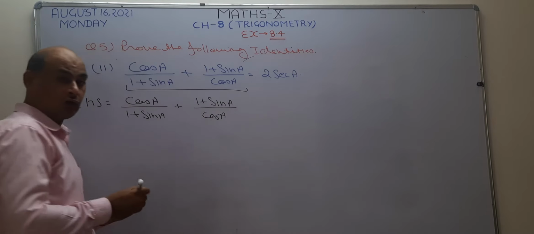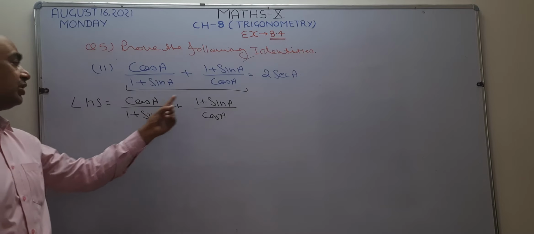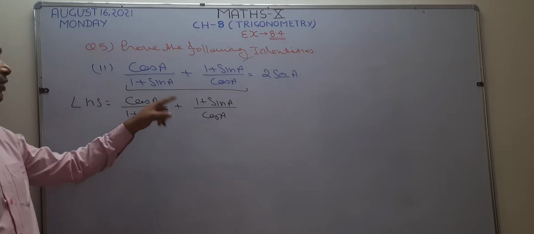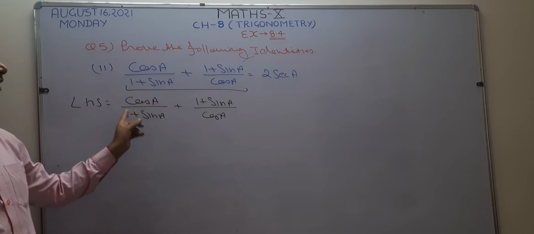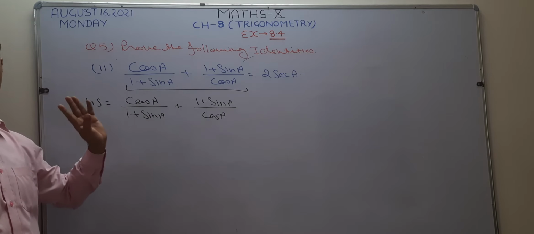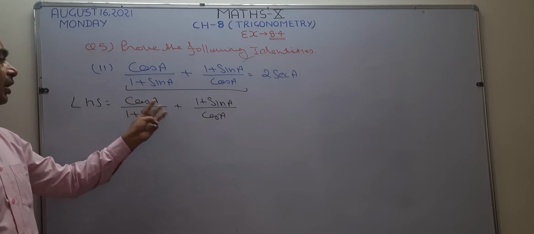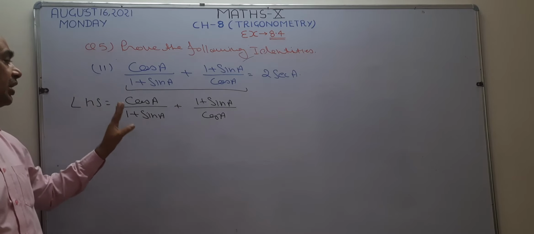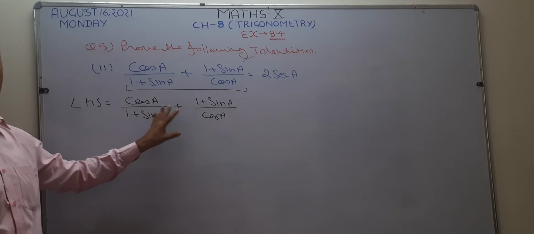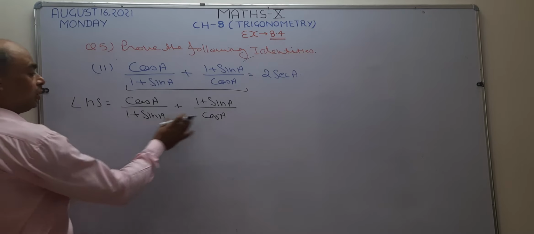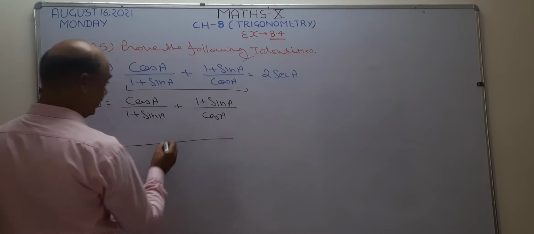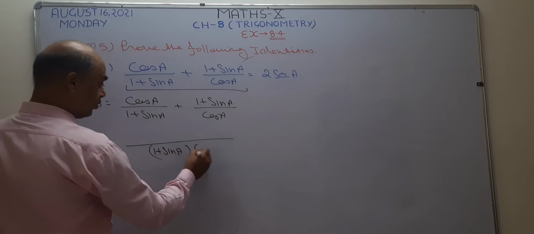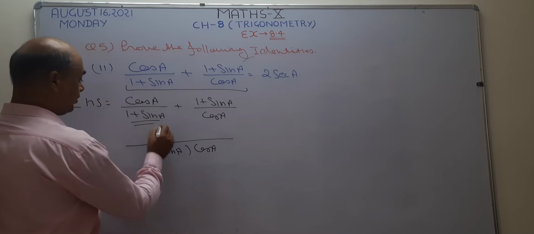Now, by using 4 rules. First step, square is not there, so I am not going to use identity. Second step, convert every term in terms of sine and cos. Already sine and cos are there. I want to use third step. After converting every term to sine and cos, what is the third step? Take LCM. So I want to start this question by taking LCM. Okay. Now, what is the LCM of these two terms? LCM of 1 plus sin A and cos A is 1 plus sin A and cos A. Now this term is cancelled with this term.